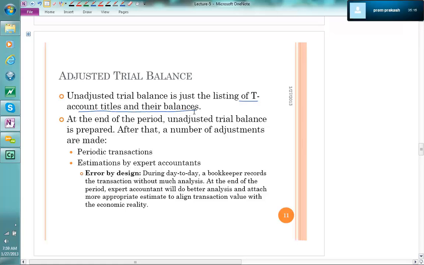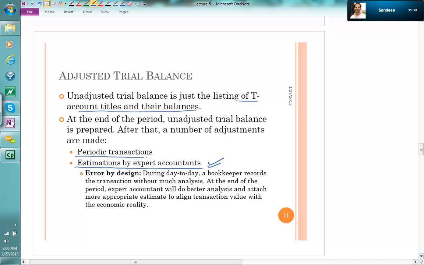So we say that this is by design. Error is induced into bookkeeping by design to improve the efficiency of the whole system and bring down the cost to the organization. Okay, so that is one, this is called estimations by expert accountant.